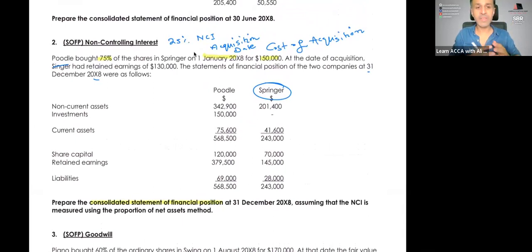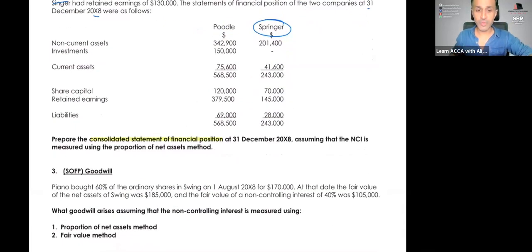Non-current assets, investments, current assets, that's the first half of the statement. Capital, retained earnings, liabilities. The requirement is to prepare the statement of financial position of the group for the year ending December, assuming the non-controlling interest is measured using the proportion of net assets method. So I will talk about this NCI, the definition of it, the number of methods by which it can be worked, and the one that they've exactly asked us to work.